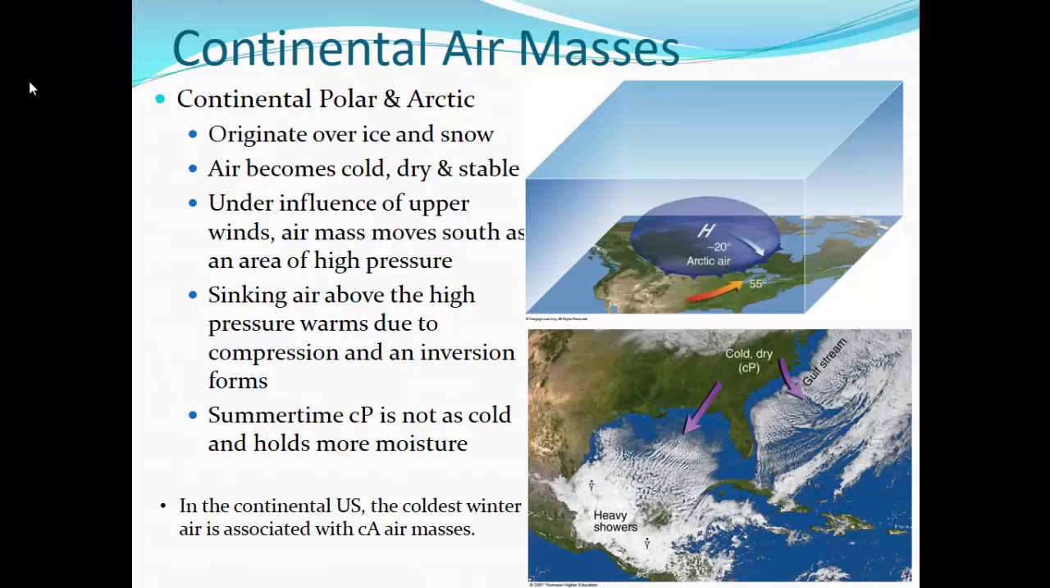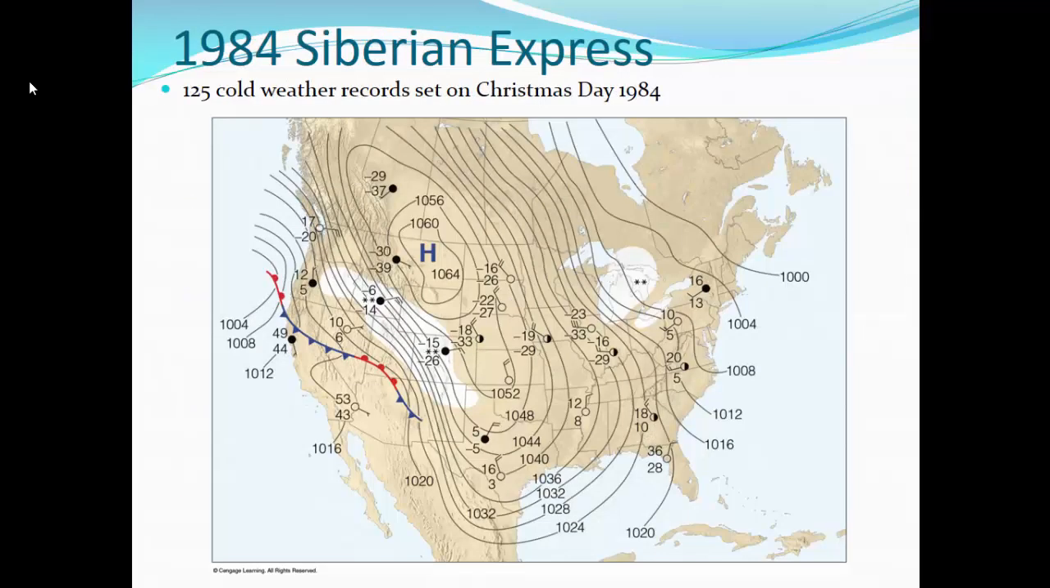Summertime, continental polar air from Canada is typically not as cold, but it also holds a lot more moisture. Here is another example of a massive cold air mass. This was a continental Arctic air mass originating over the Arctic regions. It actually happened back in 1984. This is known as the Siberian Express, and sometimes in Texas they refer to these as blue northers.